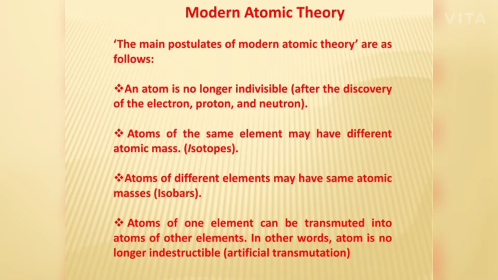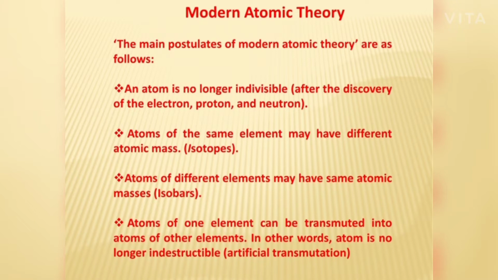So, isotopes means the number of protons or electrons present in the element is the same, but the number of neutrons is different. Atoms of the same element may have different atomic mass but the same atomic number. That type of elements are called isotopes.